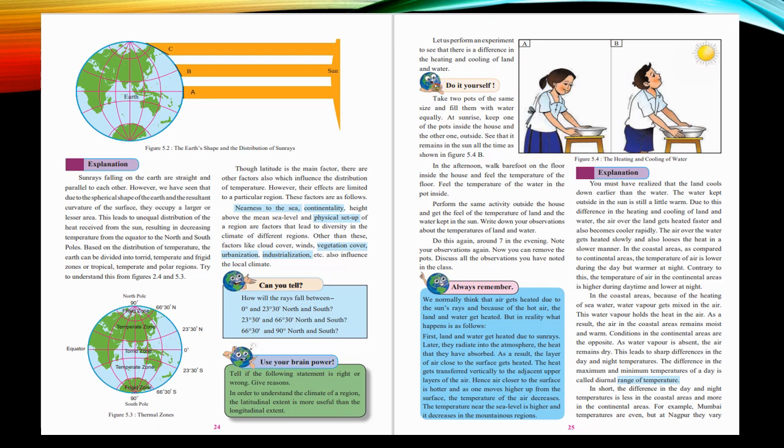In the coastal areas, because of the heating of sea water, vapor gets mixed in the air. This water vapor holds the heat in the air. As a result, the air in the coastal areas remains moist and warm. Conditions in the coastal areas are opposite.